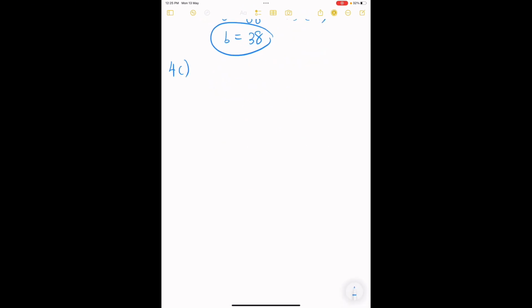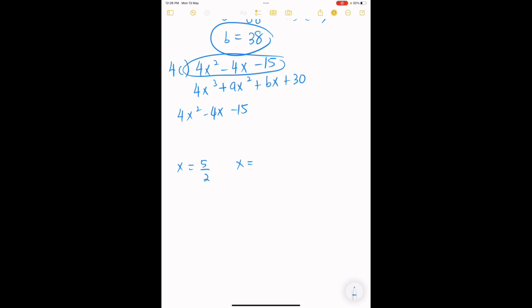For C, 4x squared minus 4x minus 15. So the function is 4x cubed plus ax squared plus bx plus 30. Okay, so first step, same. From this, you can find two values of x. So 4x squared minus 4x minus 15. Use EQN to find the values. You get two values, x is equal to 5 over 2, and x is equal to minus 3 over 2.